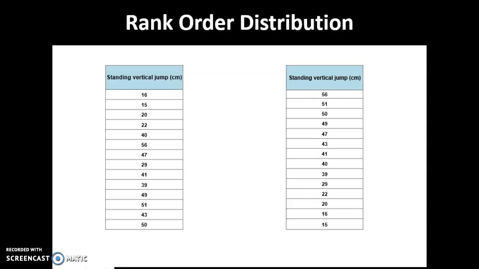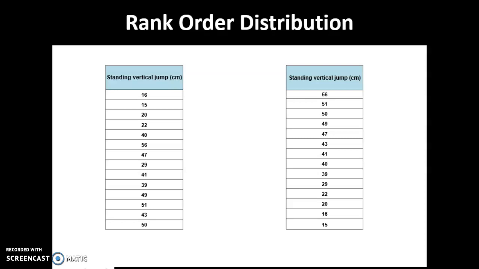Rank order distribution is when you put a set of numbers into size order, starting from the largest and finishing with the smallest. This allows you to see who got the best scores and worst scores, the highest and lowest populations, the highest and lowest costs, and many other things that can be put into order.